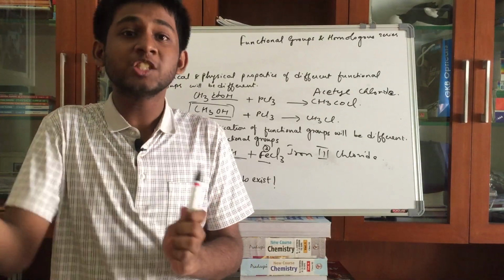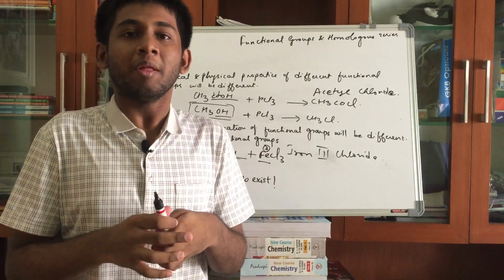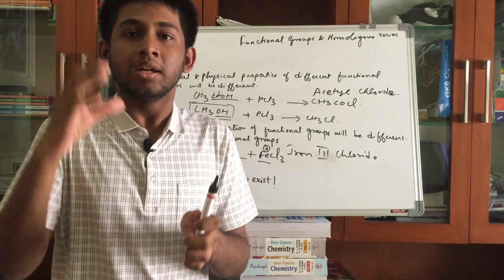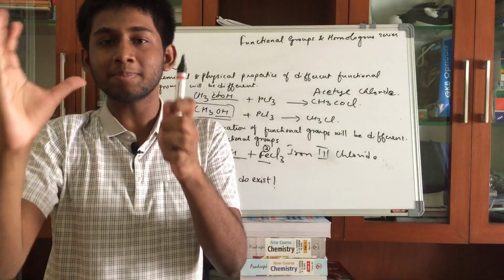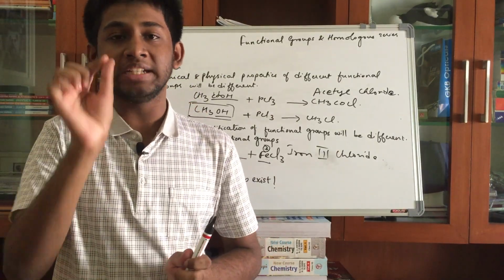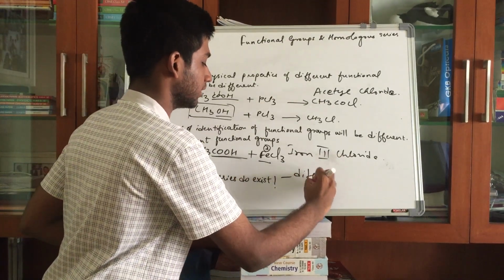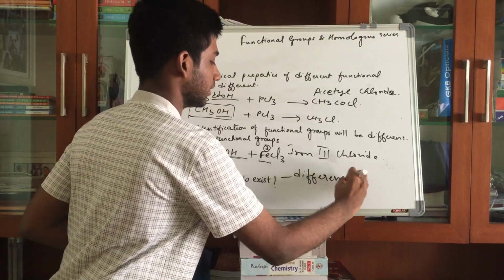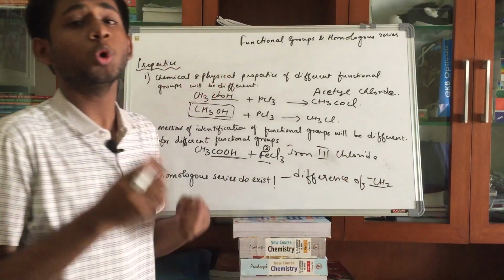Now in the next video I'll be doing homologous series in detail. So what do you mean by a homologous series? A homologous series is generally where the first substance of the whole series and the second substance of the whole series will have a difference of a CH2. So what do I mean by this?